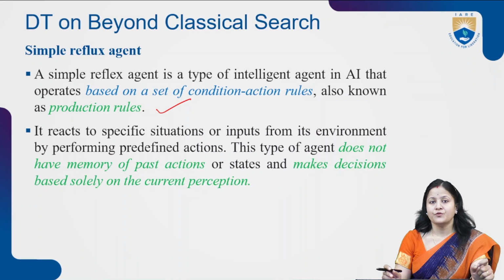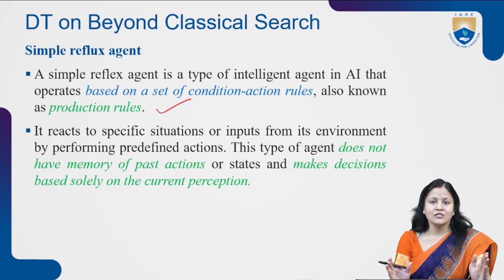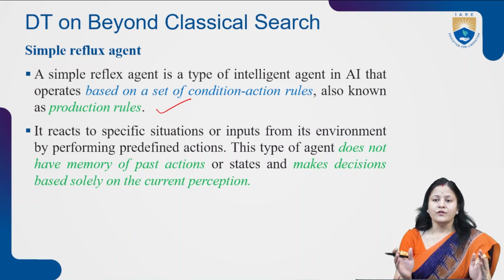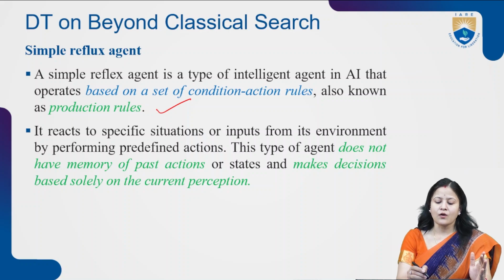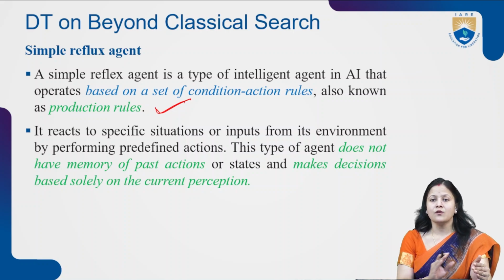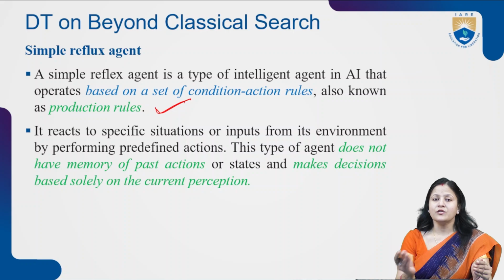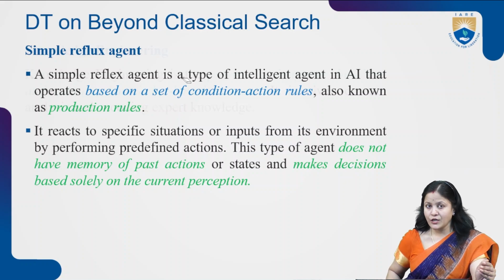So the simple reflex agent is one type of agent which can perform an action, but how does it perform the action? By considering some rules. Those rules are called production rules. And what type of rules? It accepts current situation rules, and does not accept past memories or past facts. It receives information from the environment, and based upon the information defined in the production rules, it performs the action. That is why it is called a simple reflex agent.